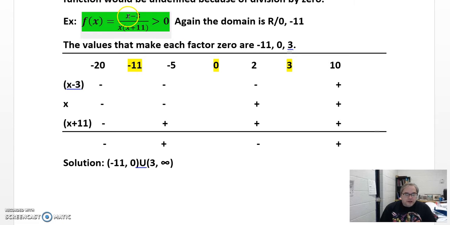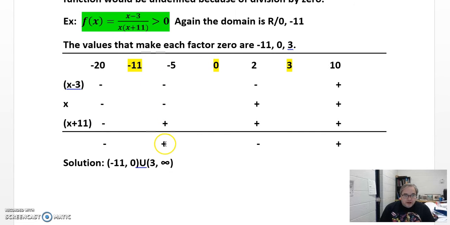The next one, again, I have a ratio. My domain's all real numbers except 0 and negative 11. So the numbers I'm going to use are negative 11, 0, and 3, because it makes the numerator 0. Make out my list. Make sure they're in order. That's the biggest mistake people make, including myself. You have to make sure you have these in order and go through the process of plugging the negatives in. And when I'm all done, I want this one to be strictly greater than 0.